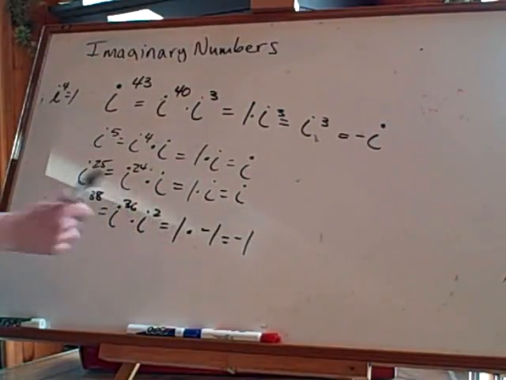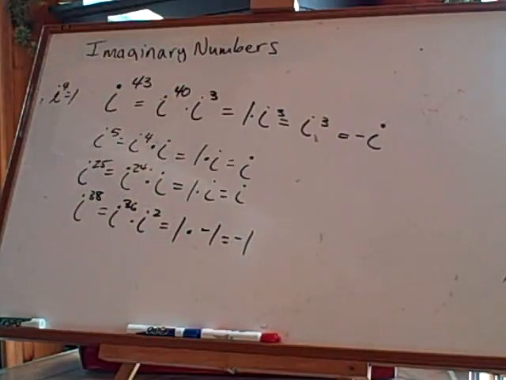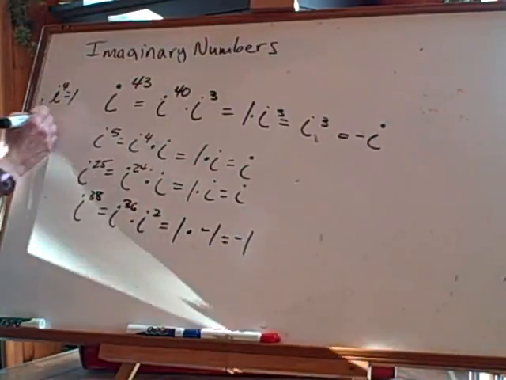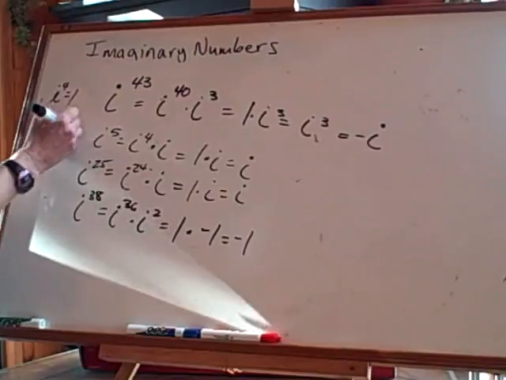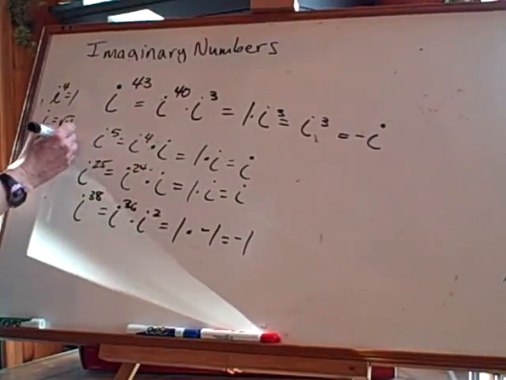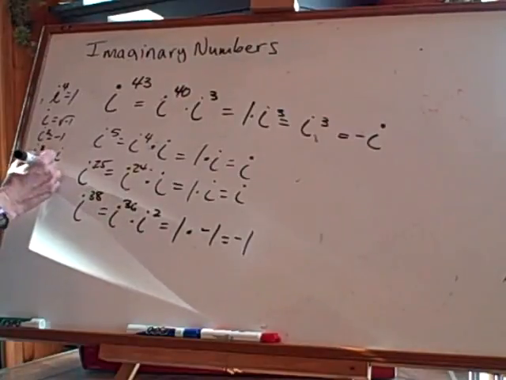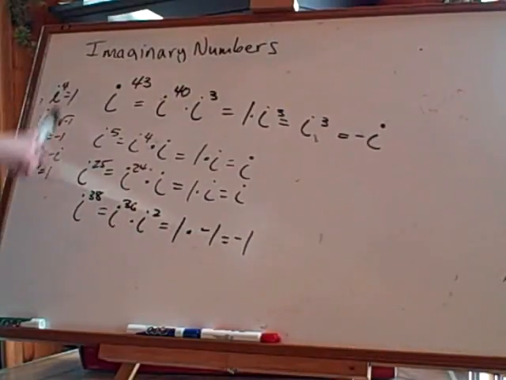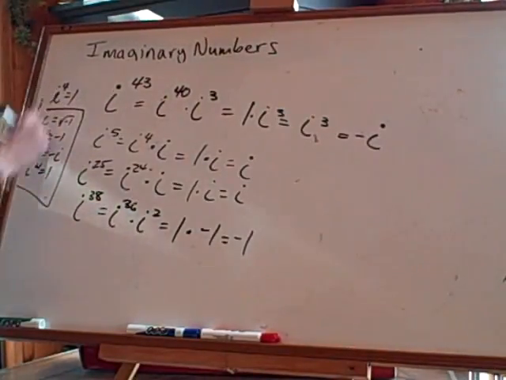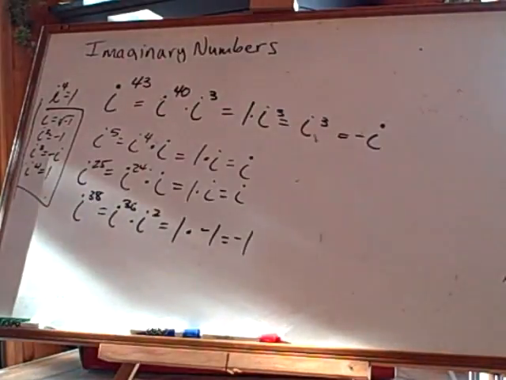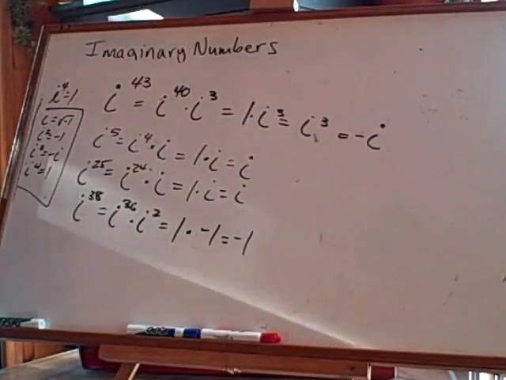i squared is negative 1, because you have to memorize those. You have to know that i is the square root of negative 1, i squared is negative 1, i cubed is negative i, and i to the 4th is 1. You have to know those. Okay, that's all about simplifying complex or imaginary numbers. Let's look at our next one, i to the 32nd.